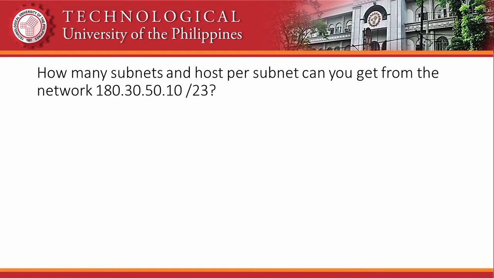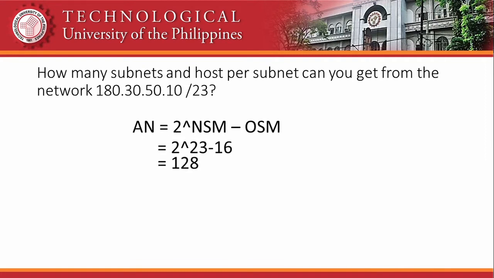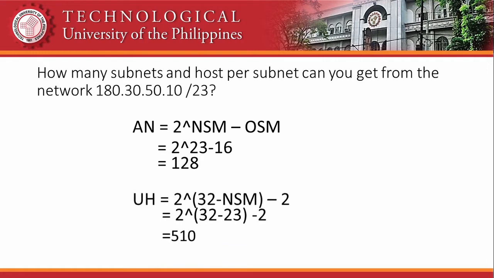How many subnets and hosts per subnet can you get from the network 180.30.50.10/23? In this scenario naman, hinahanapan tayo ng number of actual network and yung usable host natin per subnet. So, balikan lang natin yung formula natin from the past topic. Actual network is equal to 2 raised to new subnet mask minus original subnet mask, and for usable host is 2 raised to 32 minus new subnet mask, minus 2.